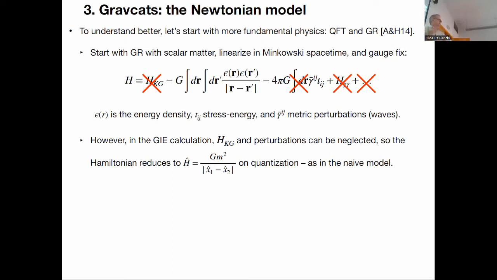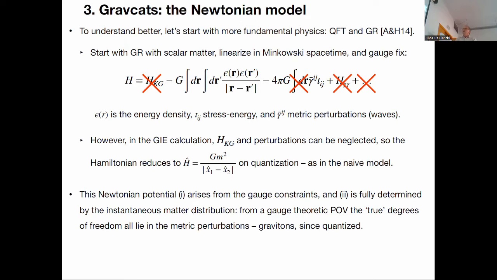Not surprisingly, something would have gone pretty wrong if you didn't. Okay, so by the Newtonian model, I mean something that's formally the same as the naive model, except you're now understanding it in this context. Mathematically it's the same as the naive model, but you're understanding it as coming from applying quantum field theory to general relativity in a standard way.